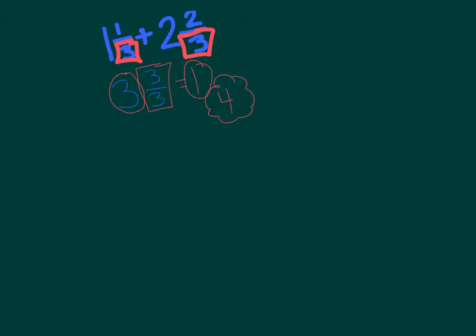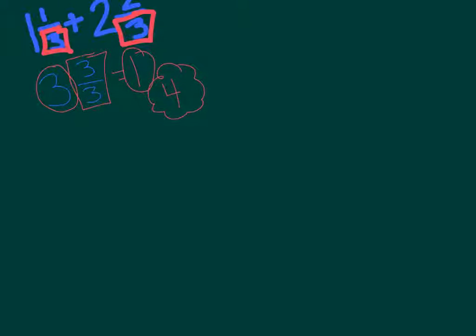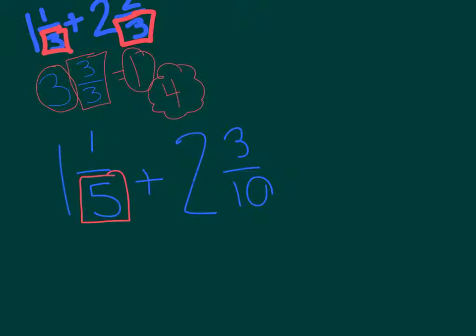All right, if we try another one, let's try 1 1/5 plus 2 3/10. So the first thing we have to look for is a common denominator. Well, right now my denominators are 5 and 10.